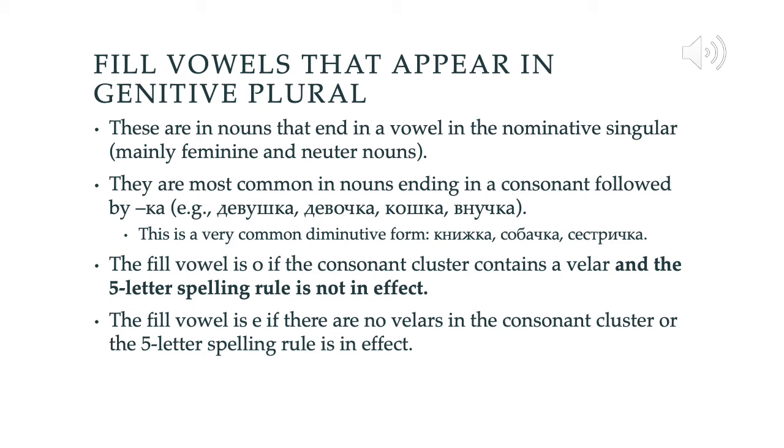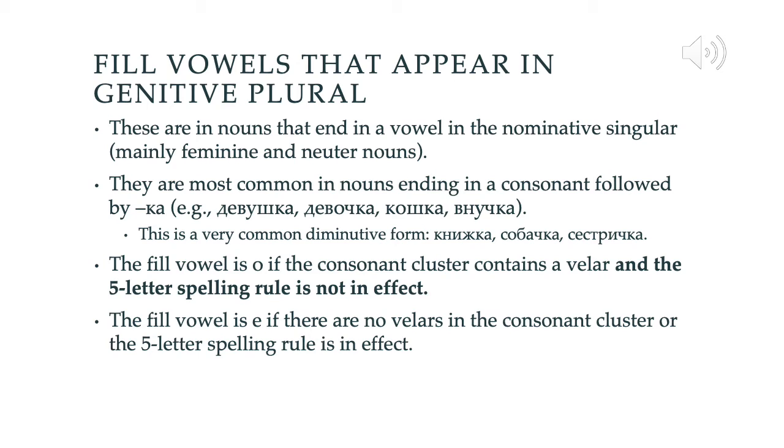And conveniently, this is a very common diminutive form. So knishka, a diminutive of kniga, sabachka, a diminutive of sabaka, sistrichka, a diminutive of sistra. And this is convenient because once you learn how to decline these types of nouns and how the fill vowel system works for them, then these nouns are very regular. And if you are casting about wondering how on earth a noun declines and you're not sure and you think it might be irregular, you can just put it in a diminutive form with a fill vowel and then you'll know exactly how it declines.